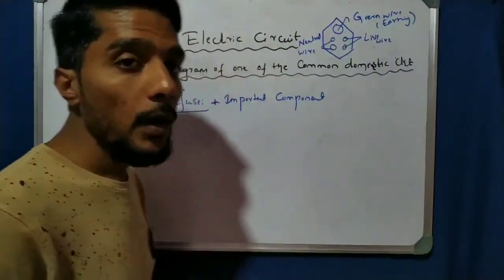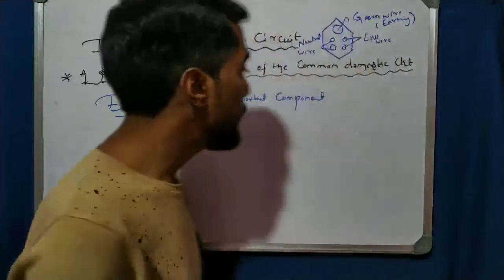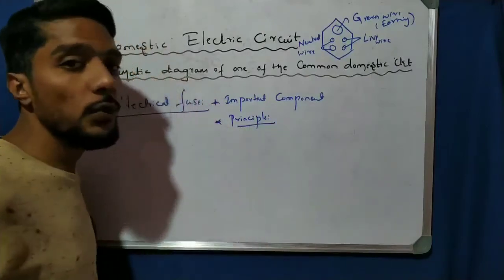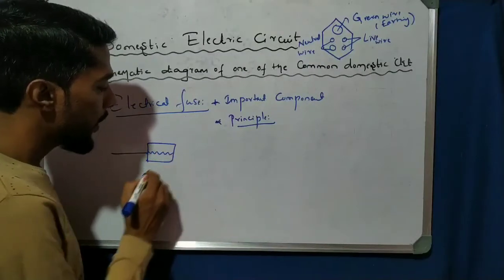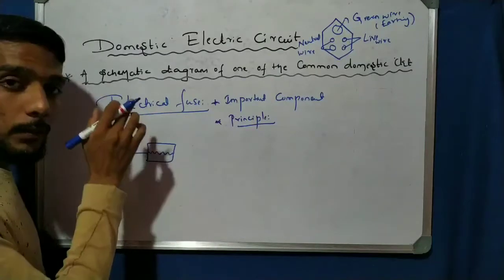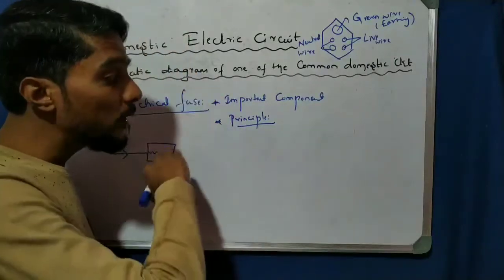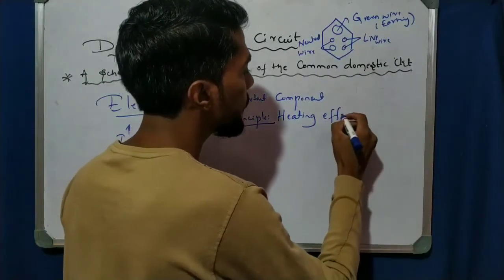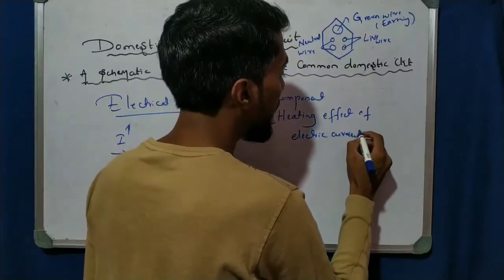How does it work? When an excess amount of current flows through the fuse, what happens? The fuse melts. On which principle does the fuse work? For example, here is a fuse wire. If a heavy amount of current is passed through this fuse, the fuse melts, is cut, is burned. So it works on the principle of the heating effect of electric current.